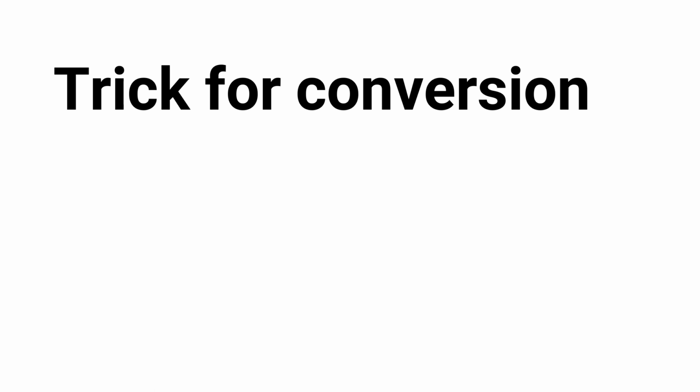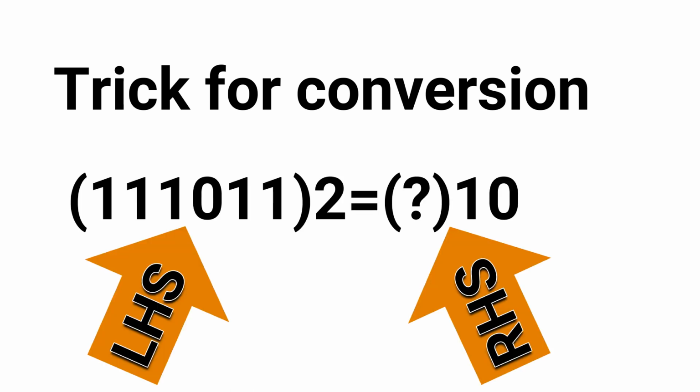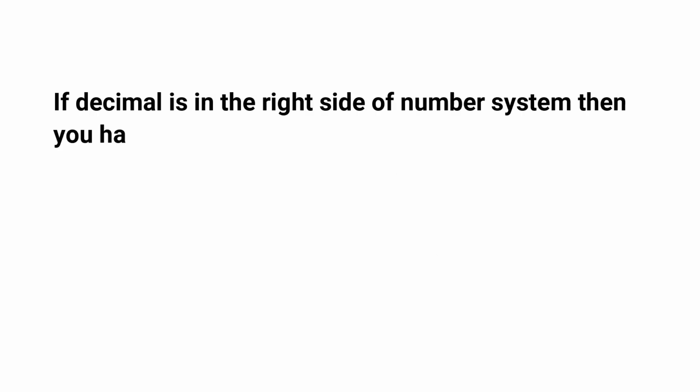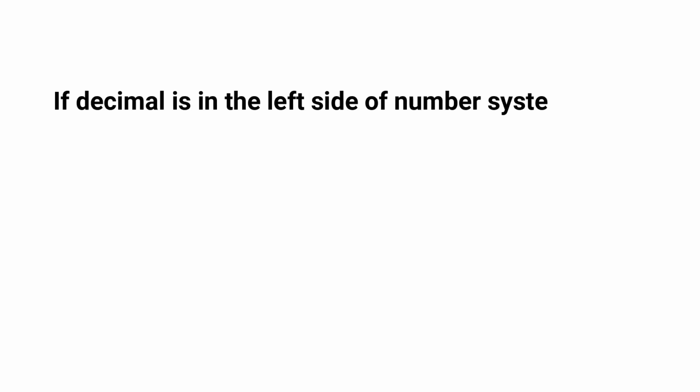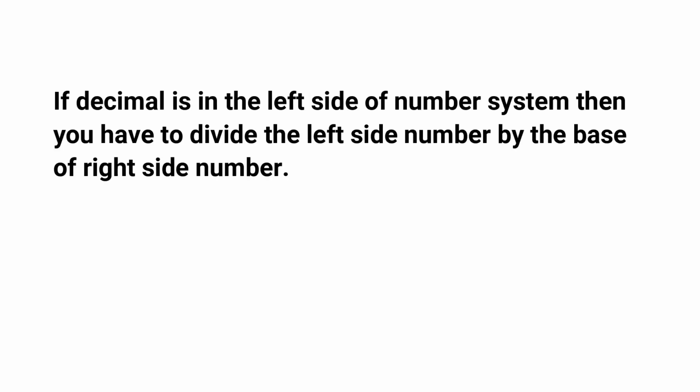One student commented to write about short trick of conversion. So, I am going to tell you that trick. If you know this trick then you cannot make any mistake in conversion. You know that in any conversion there is a right hand side and left hand side. If decimal is in the right side of number system then you have to multiply the left side number by the base of left side number. If decimal is in the left side of number system then you have to divide the left side number by the base of right side number.